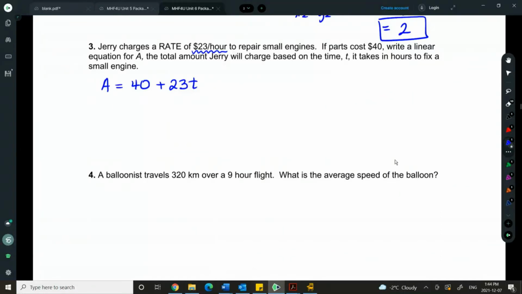Okay, this is kind of like the equation y equals mx plus b. So this is the kind of slope of our equation if you want to talk about like the rate.